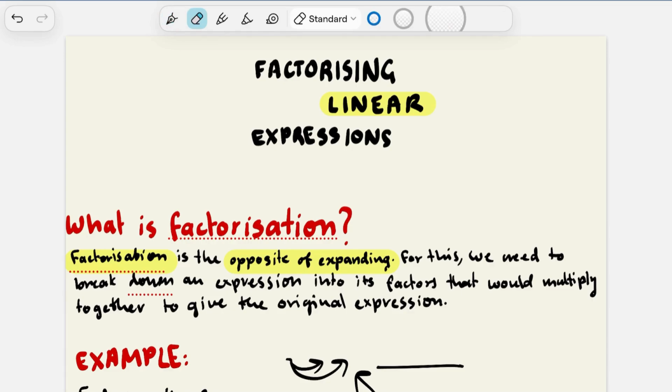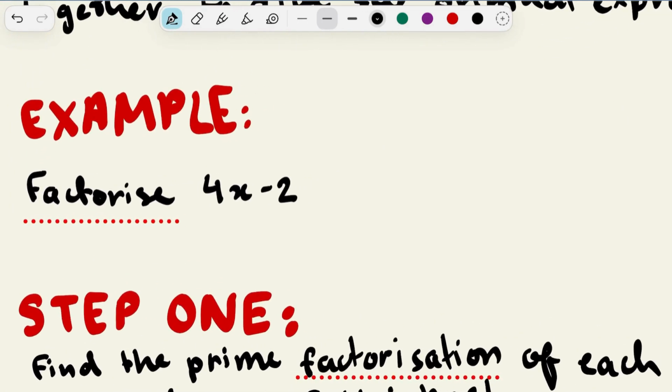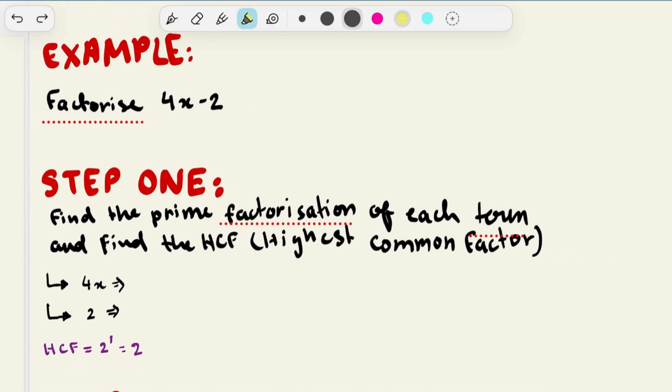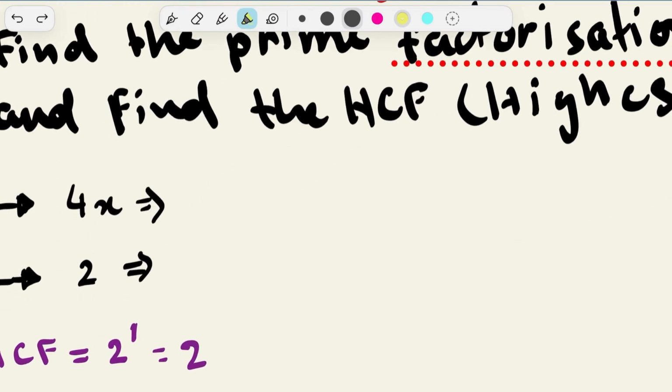Now that we know what factorization is, let's get into how to do it. So take this example. We need to factorize 4x minus 2. That's going to be simple because step 1 is we find the prime factorization of each term and find the HCF, which is the highest common factor. Wow, that was a lot of words, right? So let's break this down a little bit. Basically, if you know what prime factorization is, we're going to write each of these numbers as a product of primes that multiply and make that number.